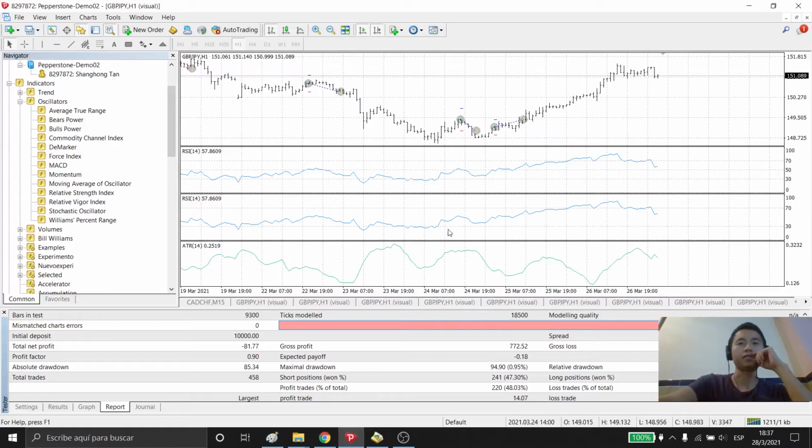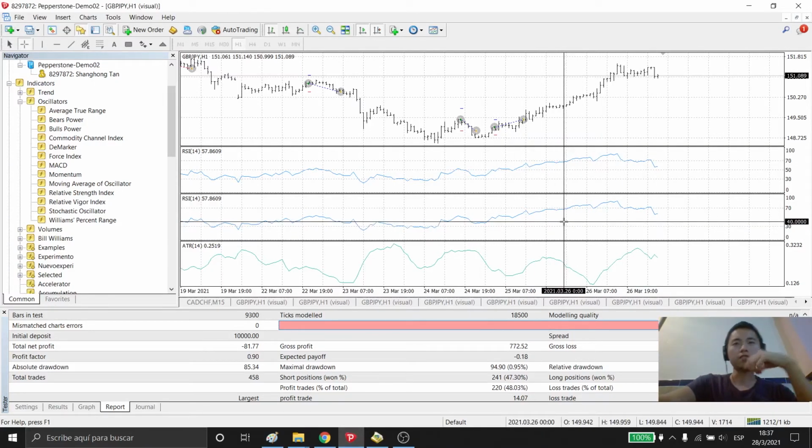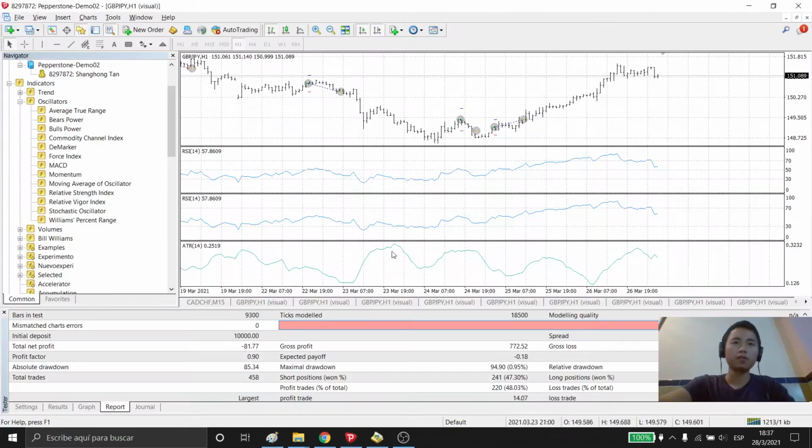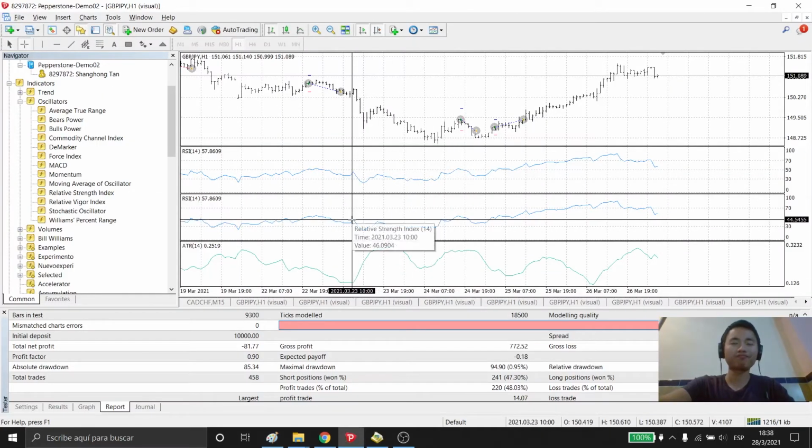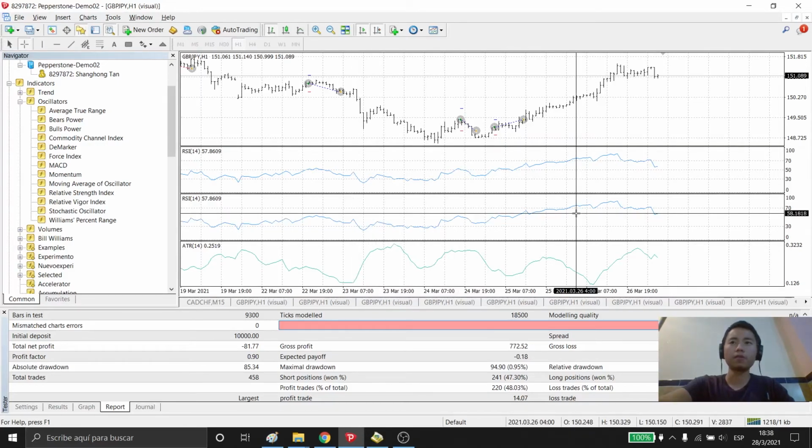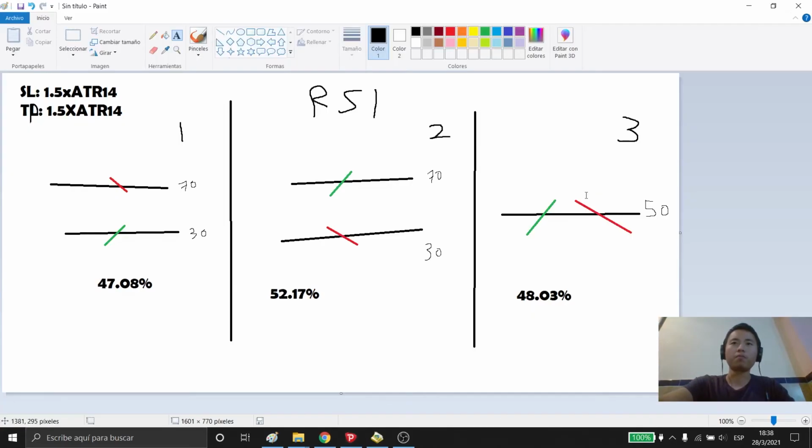Yeah, that's it. It means with the RSI, when we close here, we sell, and when we close to the upside, we buy.